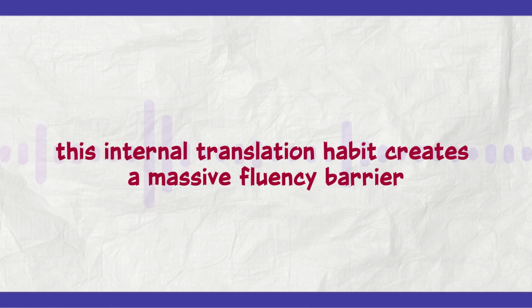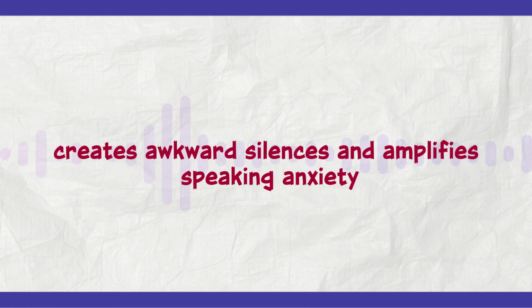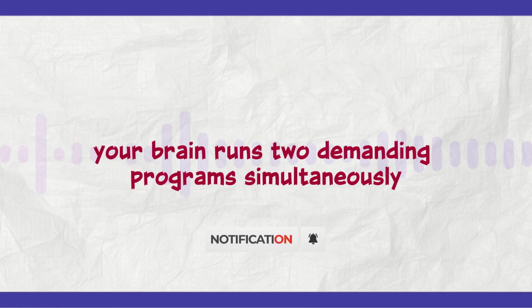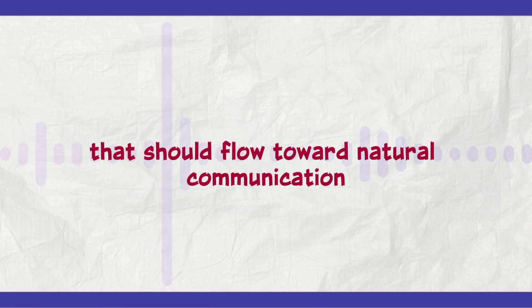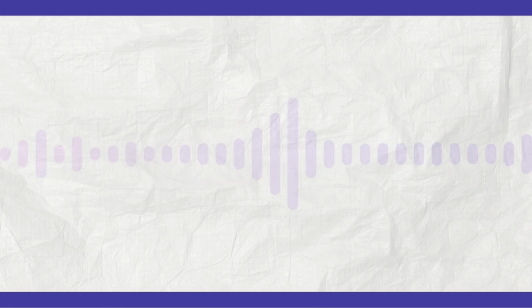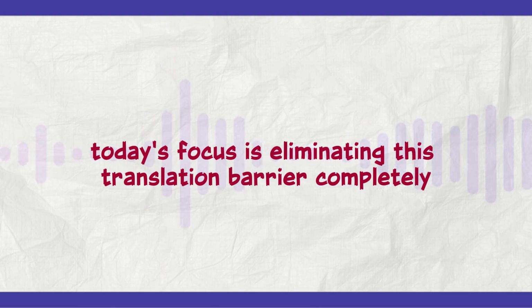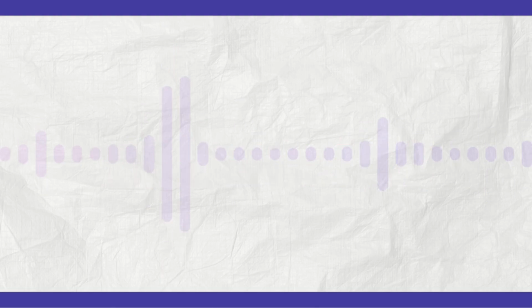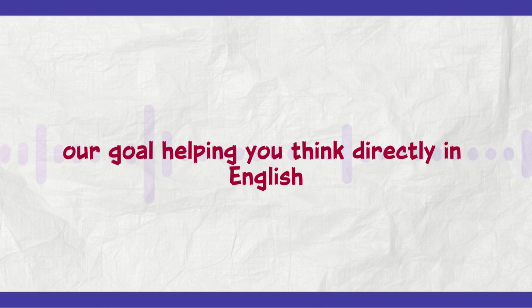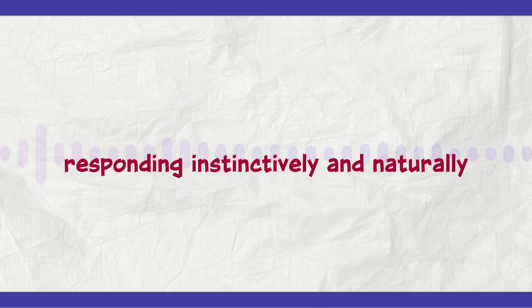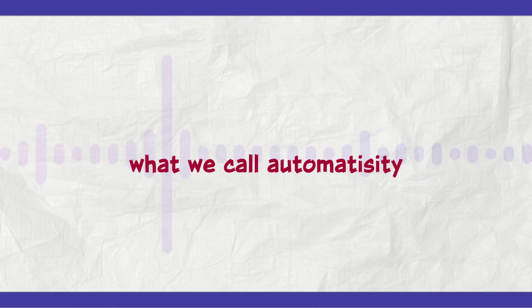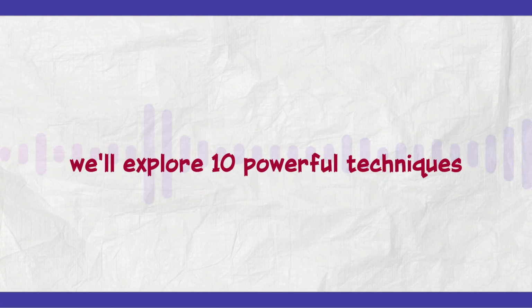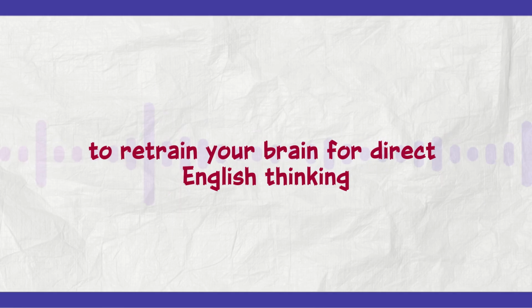This internal translation habit creates a massive fluency barrier. It slows responses, creates awkward silences, and amplifies speaking anxiety. Your brain runs two demanding programs simultaneously, draining cognitive energy that should flow toward natural communication. Today's focus is eliminating this translation barrier completely. Our goal, helping you think directly in English, responding instinctively and naturally, what we call automaticity. We'll explore 10 powerful techniques to retrain your brain for direct English thinking.